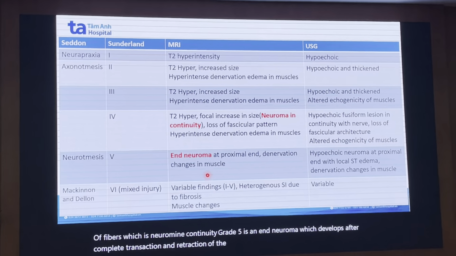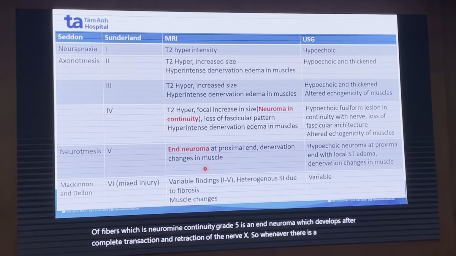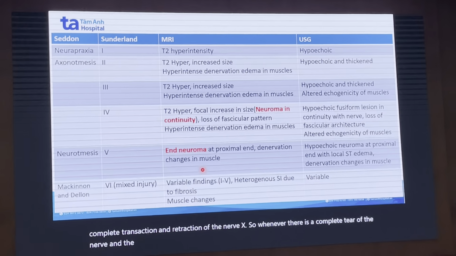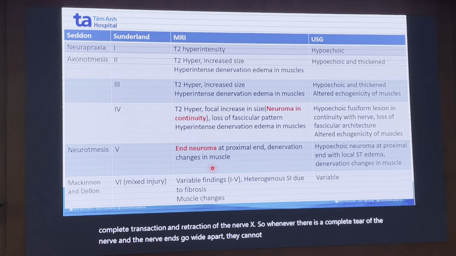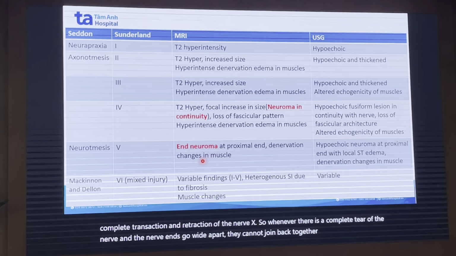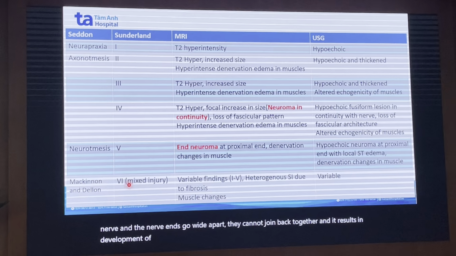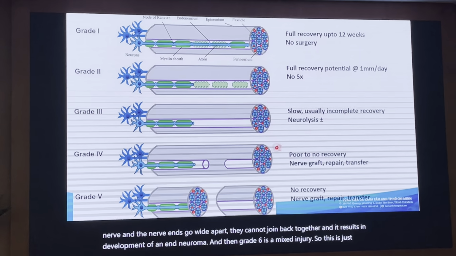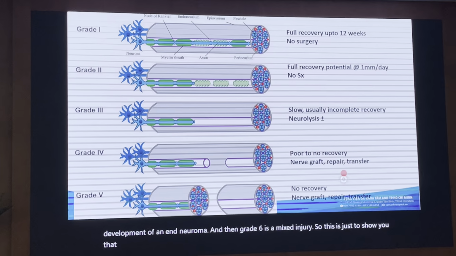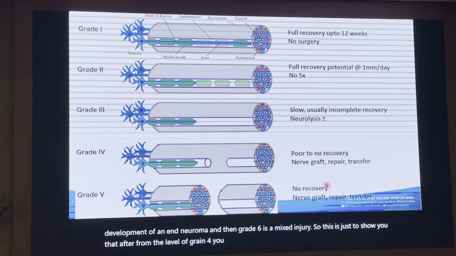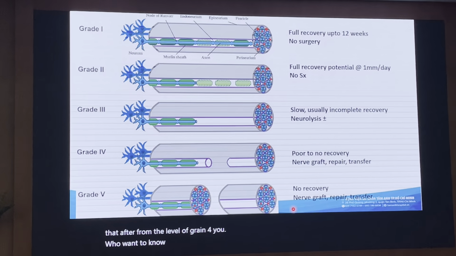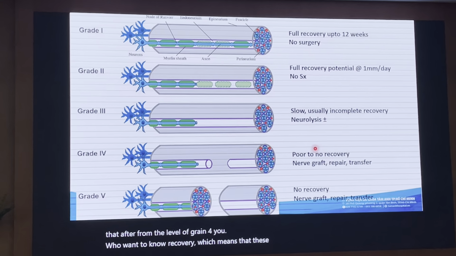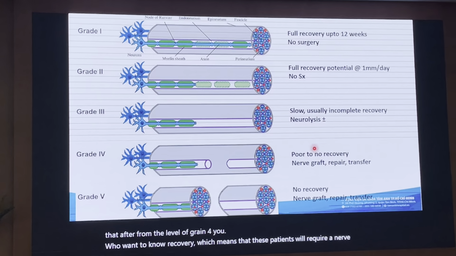So whenever there is a complete tear of the nerve and the nerve ends go wide apart, they cannot join back together, and it results in development of an end neuroma. And then grade 6 is a mixed injury. So this is just to show you that from the level of grade 4, you have a poor to no recovery, which means that these patients will require a nerve repair or a nerve grafting.